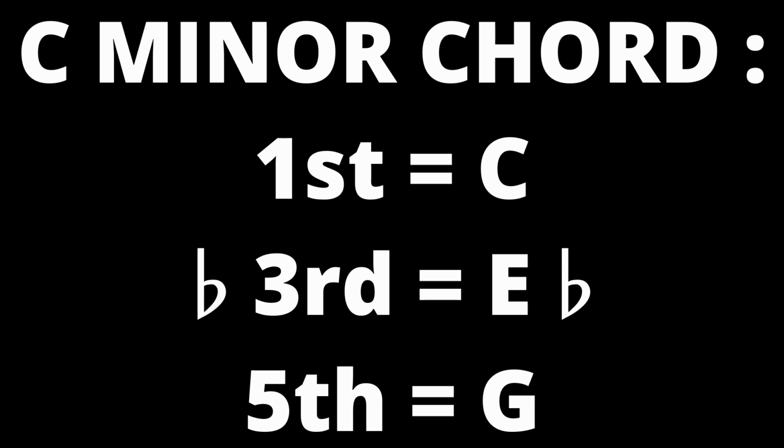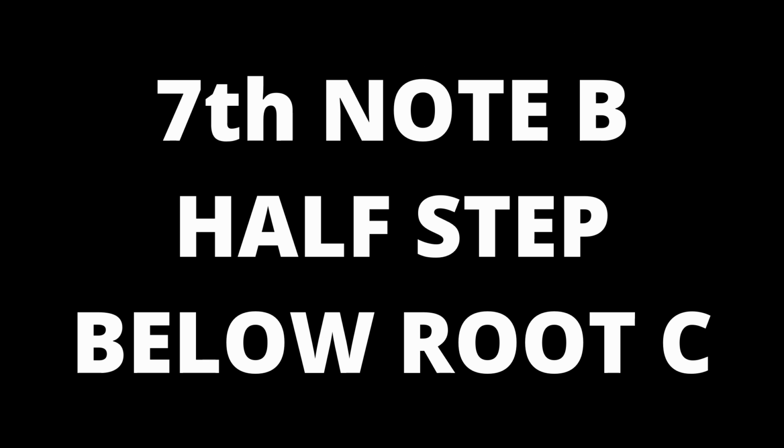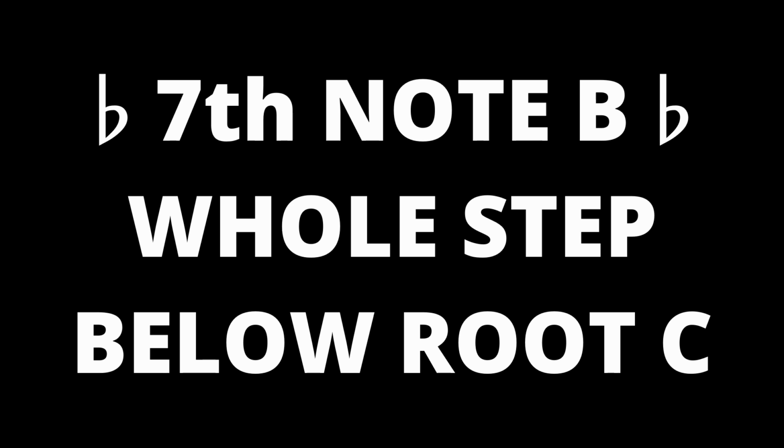Let's clarify this with an example. The C major scale has the following notes: C, D, E, F, G, A, and B. To create a C minor chord, we take the first, flat or minor third, and fifth, which gives us C, E flat, and G. The 7th note in this scale is B. This is half a step below the root of C. The flat or minor 7th note is B flat. This is a whole step below the root.